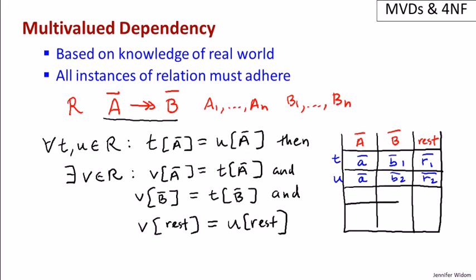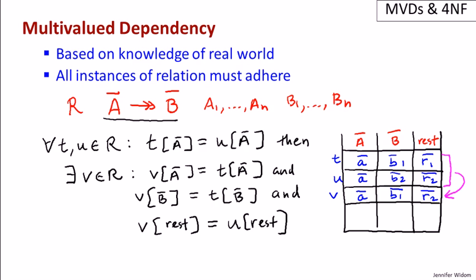So what the multivalued dependency says is that we have a third tuple, v, and v again has the same A, and it has its B value from tuple t. So it has B1, but it has its rest value from tuple u. So then it has R2 here. So again, what we're saying is that if we have these first two tuples, t and u, then we also have tuple v.